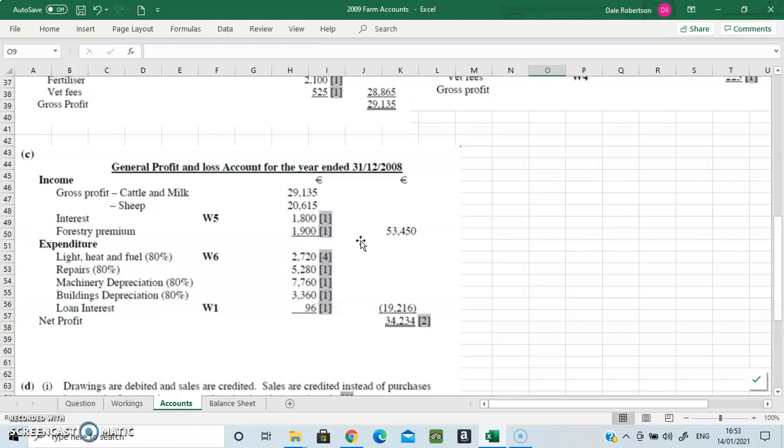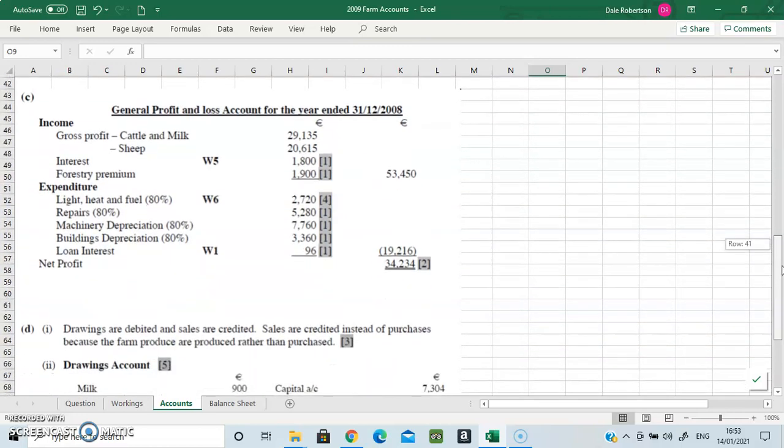But then we have these expenses. Now these are all of the other expenses on which we took off 20% drawings off each one of these. So you have your light and heat, your repairs, your 2 depreciations, and your loan interest. All of the items on which we subtracted 20% drawings. You get your total expenses and you take that away, and that gives you your net profit on the farm as a whole of 34,234.